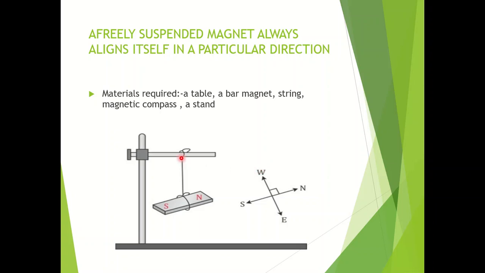With the help of a string, we will tie a magnet from its center and hang it from a stand, and we will allow it to move freely. After some time, it will direct itself towards the north and south direction of the earth. As in the compass, this direction is north and this is the south, and the magnet will align itself in the north and south direction of the earth. So, in this way we can say that when a bar magnet is freely suspended, it will always come to rest in the north and south direction.